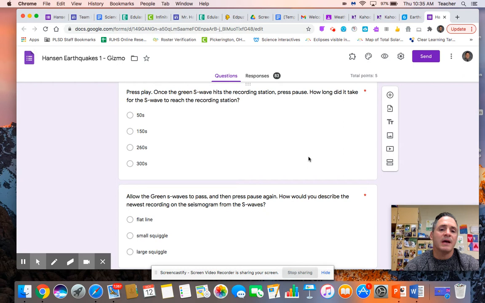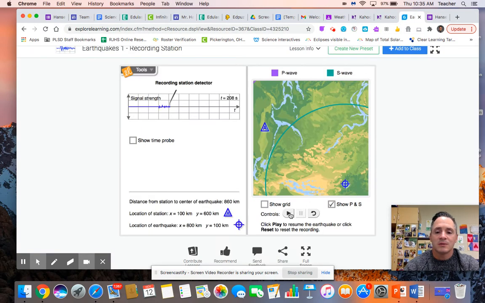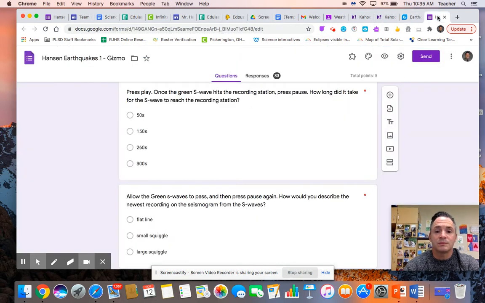All right, press play. Once the green S wave hits the recording station, press pause. How long did it take for the S wave to reach the recording station? Okay, so we're going to hit play. And right about there. Okay, there's our time right there. It's now hit the station because this is our recording station right here, right? So let's see what we got. Ooh, we're right on. There you go.